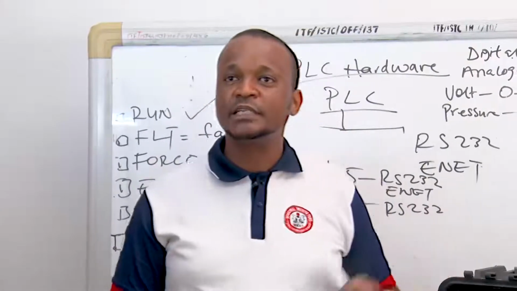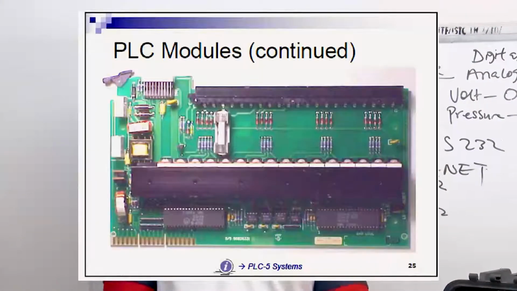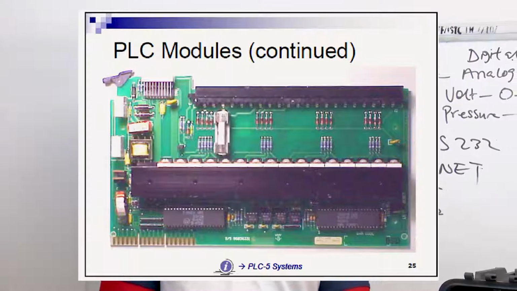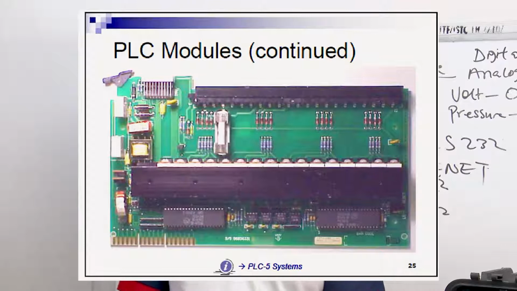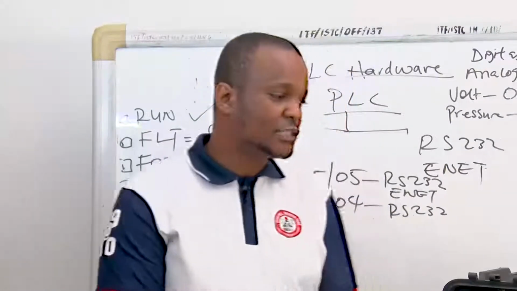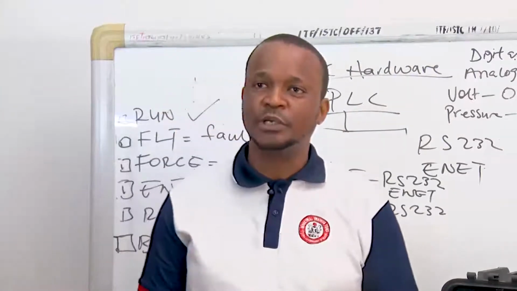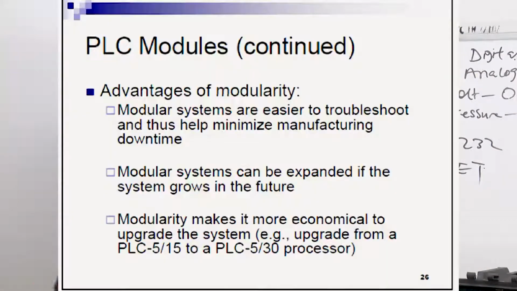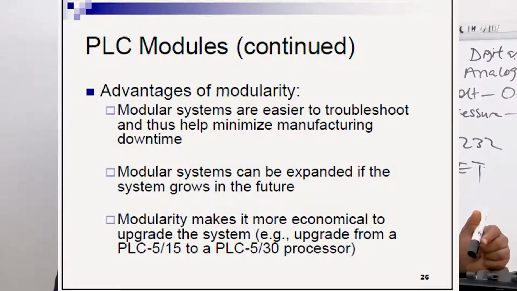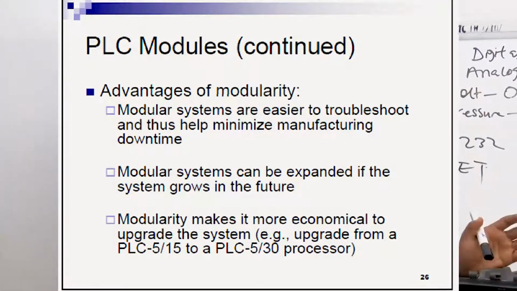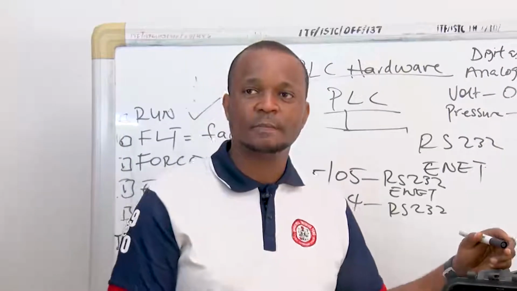Now, before you again is the PLC circuit. I mentioned the printed circuit board, so that's an example of the printed circuit board showing on your screen. All right, so what is the advantage of using the modularity of a PLC? Okay, modular systems are easier to troubleshoot and thus help minimize a lot of downtime.